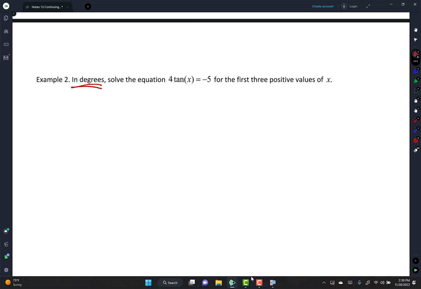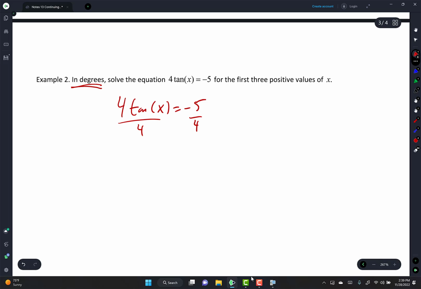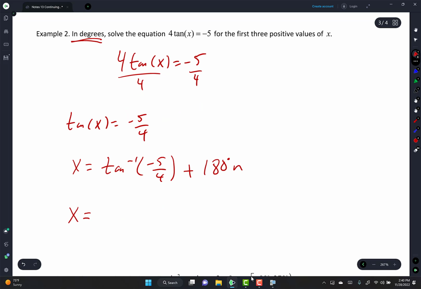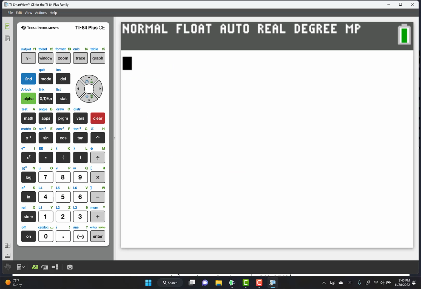So here we go. I'm going to write 4 tan x equals negative 5. Divide by 4, both sides. So now write tan x equals negative 5/4. Now if I want to get x by itself, you have to do the inverse. Yay or nay? x equals arctan or inverse tan of negative 5/4 plus 180n, because we're in degree mode. And I'll just take my calculator. Let me give my answers now. And then someone do it graphically, see if it matches.